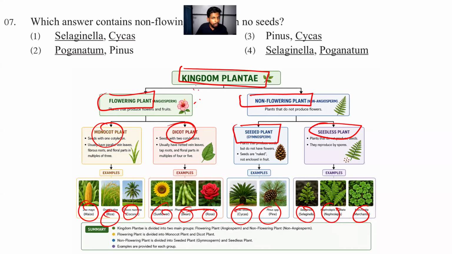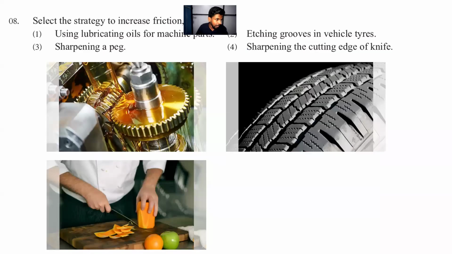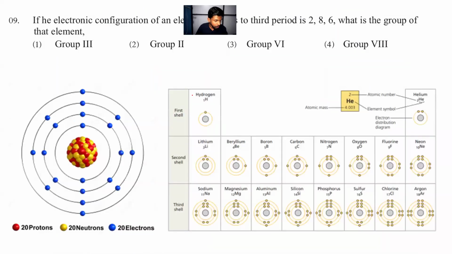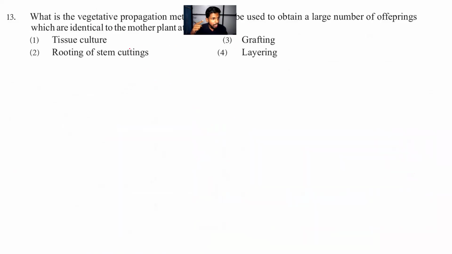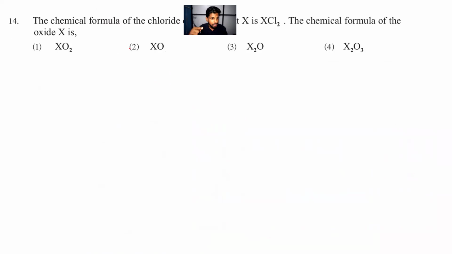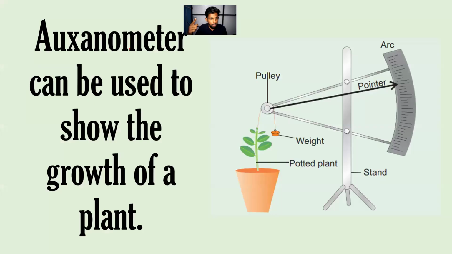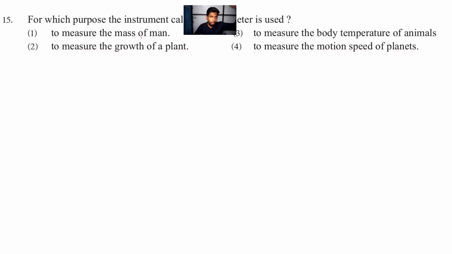Question number 8, we already discussed in our last class regarding the frictional force. Question number 9 also discussed. Question number 10, we haven't studied yet. 11, okay. 12, we haven't studied yet. 13, no. 14, we had discussed. 15, not discussed. Question number 15 now, regarding the axonometer.